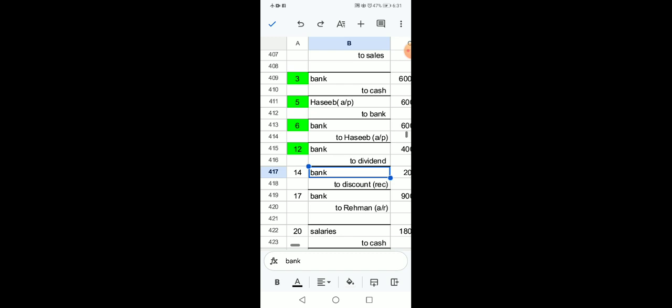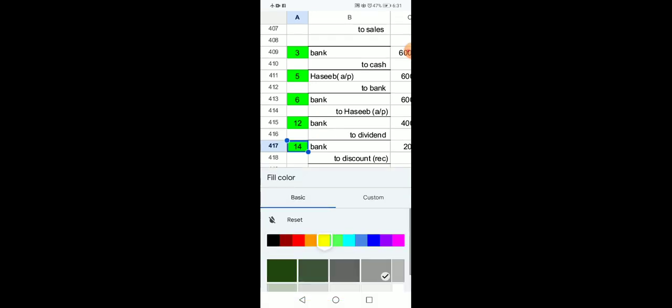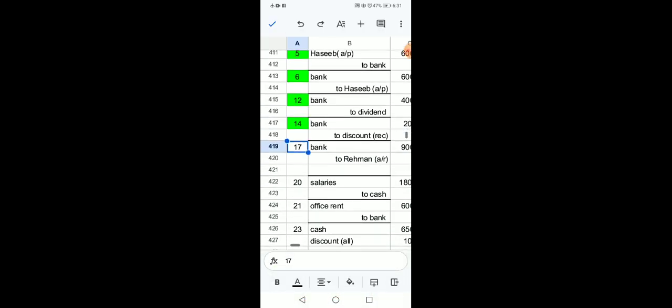Alright, 14th entry was having only one element, bank, which was required to be debited. We had debited the bank account in cash book. 14 entry completed. Now mark it as it has been done. We are on 17th entry.